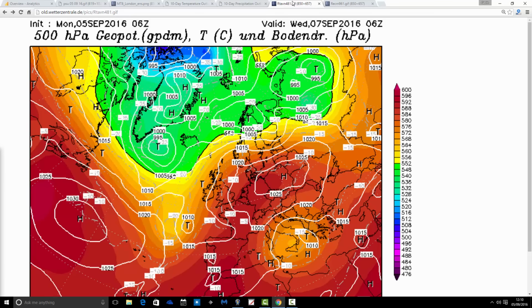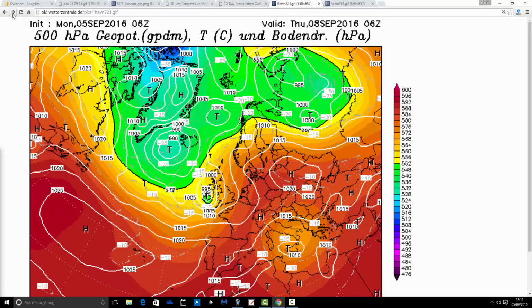So here's the GFS for Wednesday, for the middle part of the week, and we've got this warm area of high pressure still dominating across central parts of Europe, pulling the winds in from the south. Now, this was expected to go on for the whole of the week. Actually, it looks like this could be ended a little bit sooner than we anticipated.